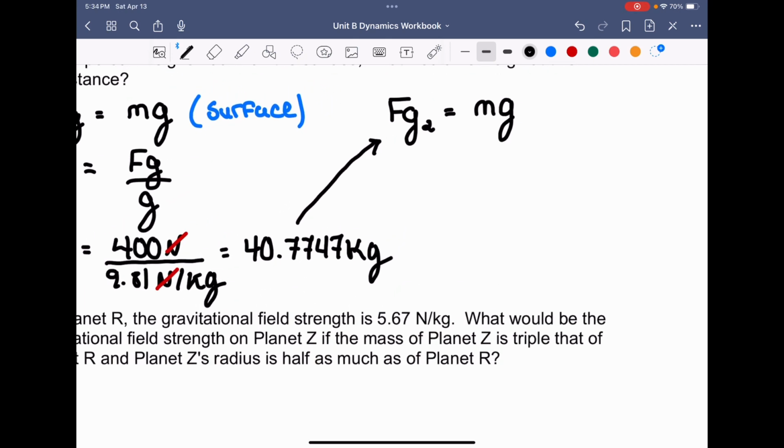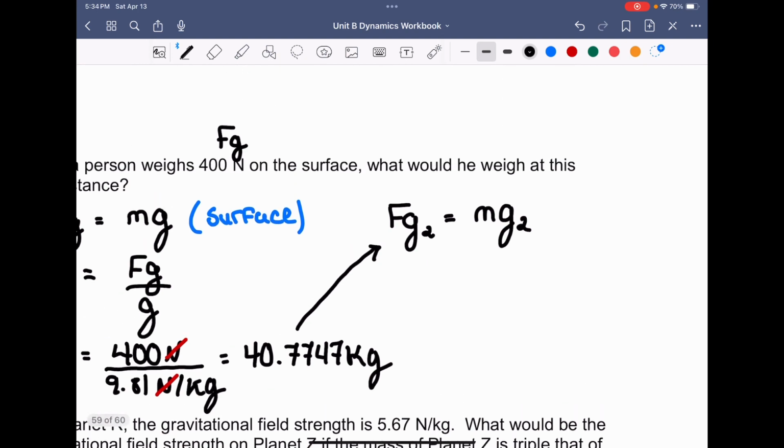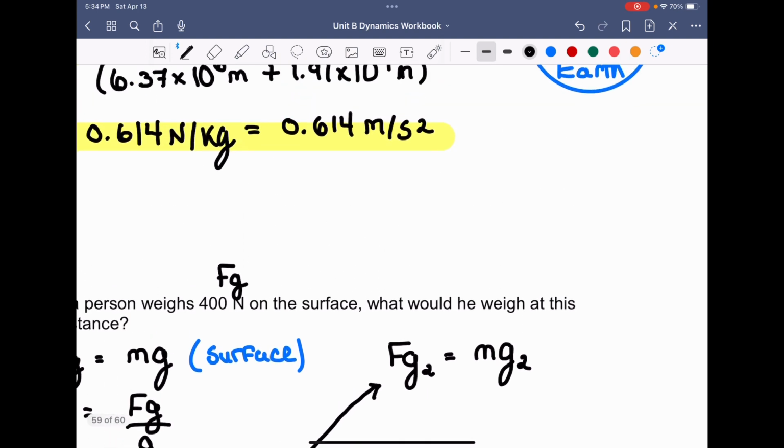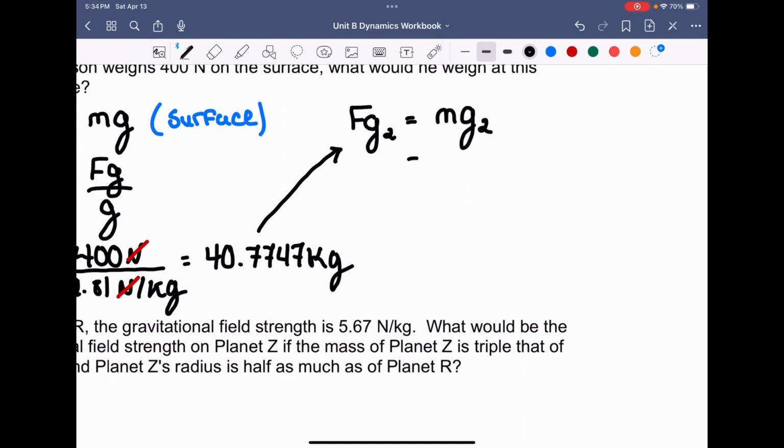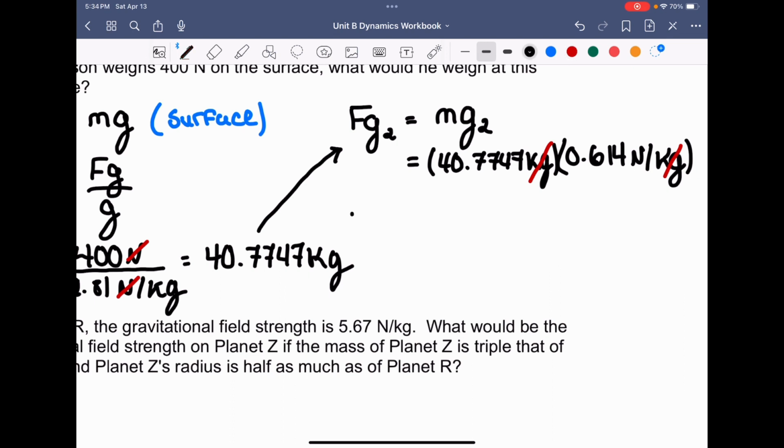Now, from here, I just want to get specific with this and say gravitational field strength number 2. And I'm going to call it 2 just because it's symbolic of the gravitational field strength from above, which was this 0.614. Now we plug the numbers in here. Mass is equal to 40.7747 kilograms multiplied by the gravitational field strength at that region, which is 0.614. And I'm going to, again, write it as newtons over kilograms. Reason being is because now I can show that my kilograms and kilograms disappear, leaving me with the newtons, or the force that is in this situation.